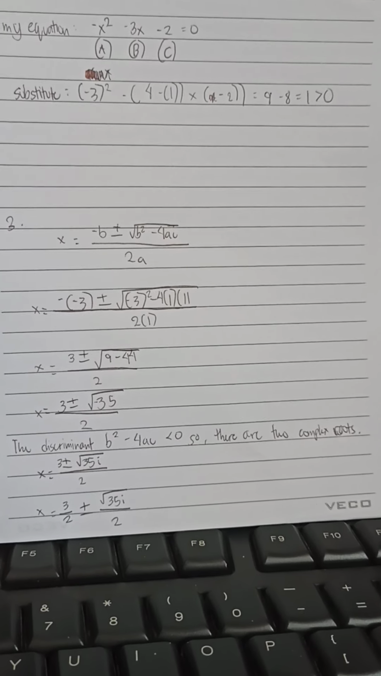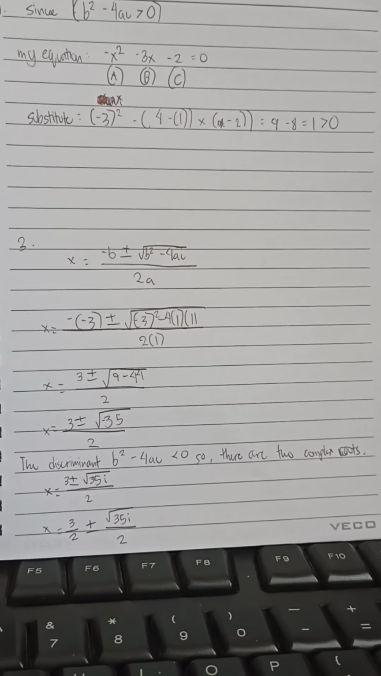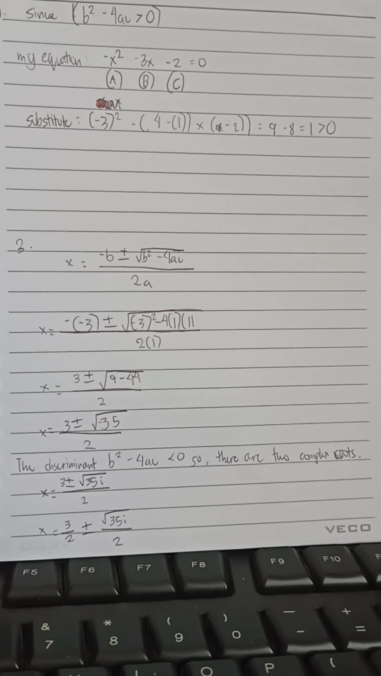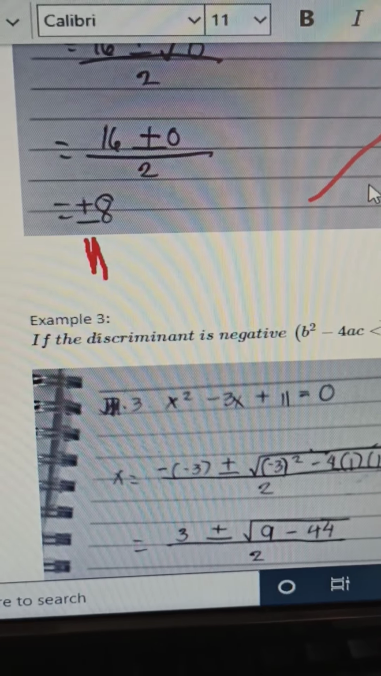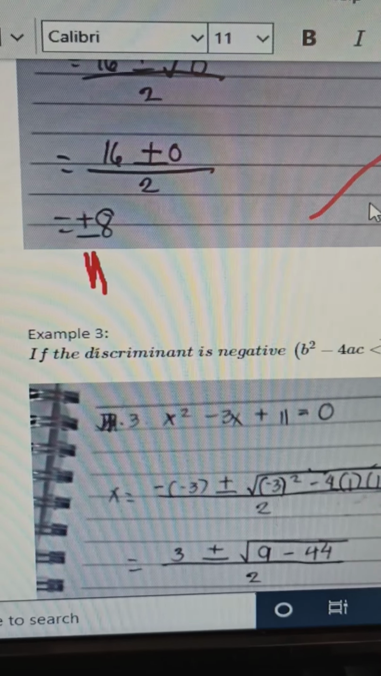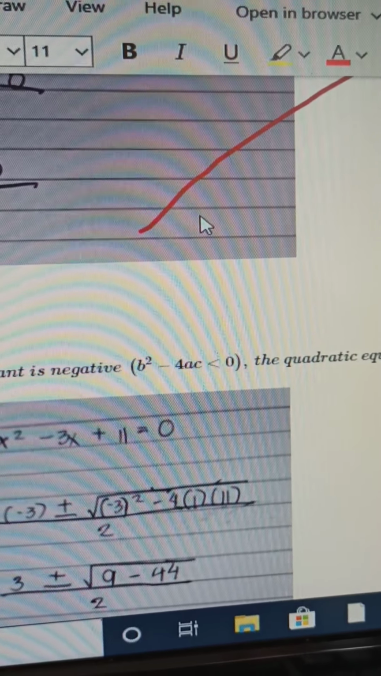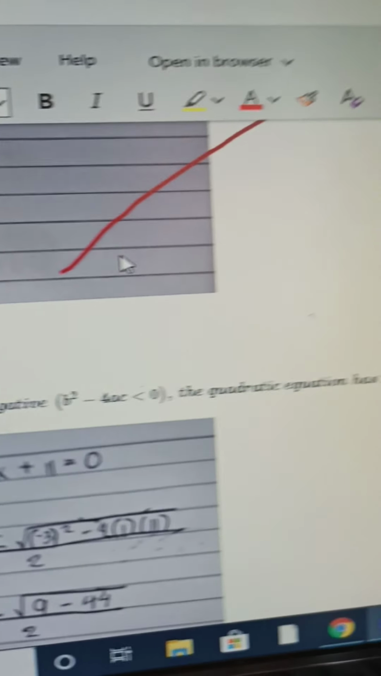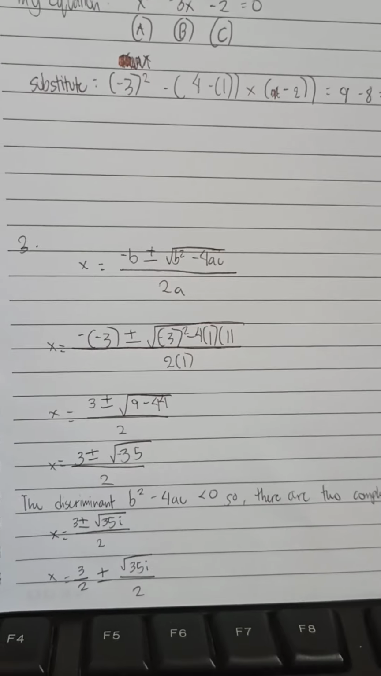So we have the third example. x equals negative b positive negative sign square root of b squared minus 4ac divided by 2a. And by the way, our example 3 is if the discriminant b squared minus 4ac is less than 0, the quadratic equation has two distinct non-real roots.